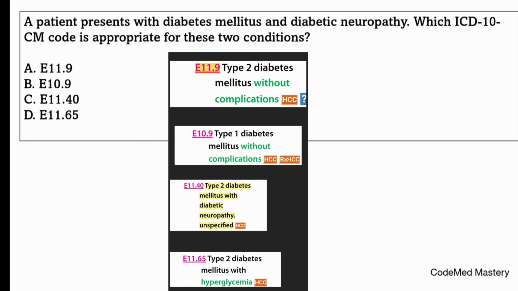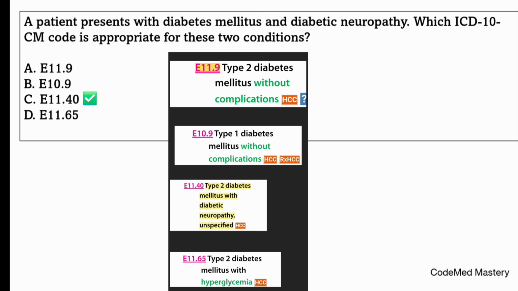So, what is the correct answer? The correct answer is option C, E11.40. Because E11.40 is for type 2 diabetes with diabetic neuropathy, indicating the complication of neuropathy in a diabetic patient. Always remember that if the type of diabetes mellitus is not documented in the medical record, the default is type 2.